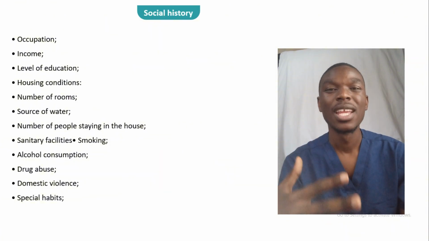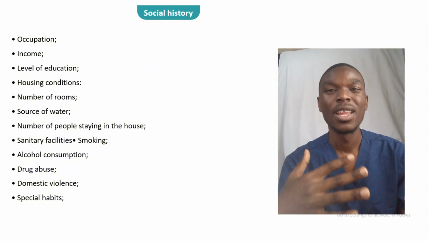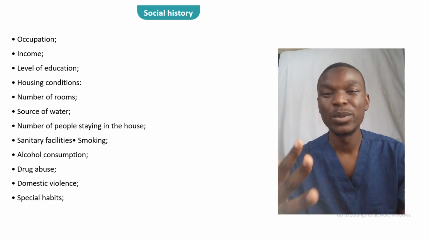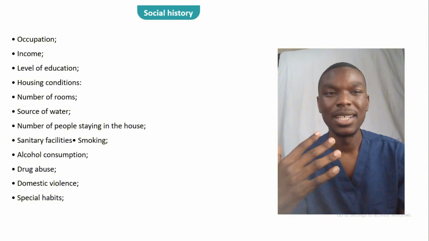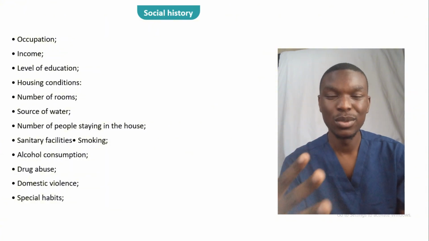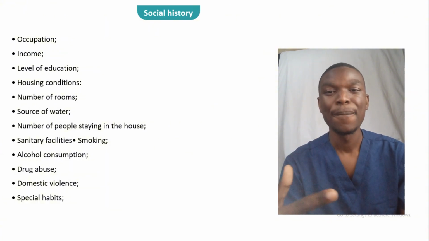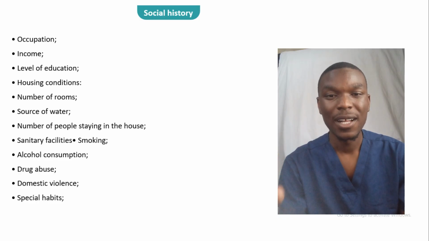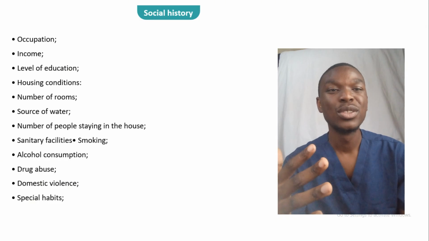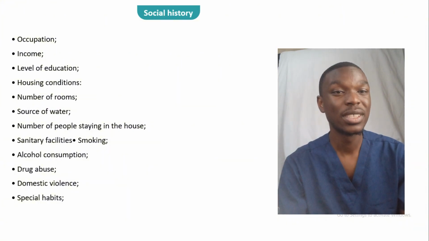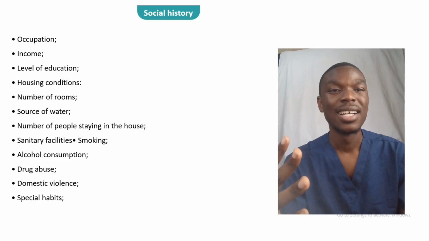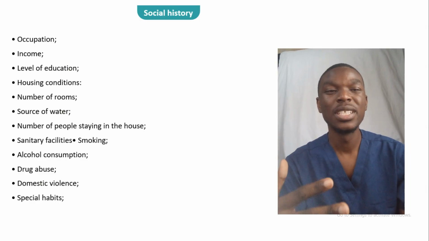Just explain as you would to a child, in simple English. So a level of education is important, you need to know it. You need to know the condition of how these patients are living at home. Then you move on to number of rooms, resources, water source, number of people that the patient is staying with, sanitary facilities.